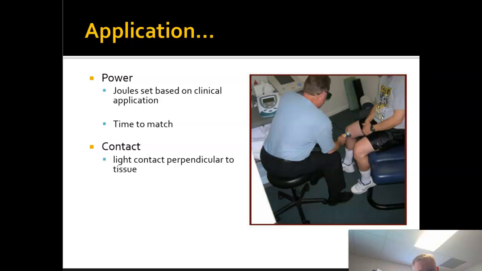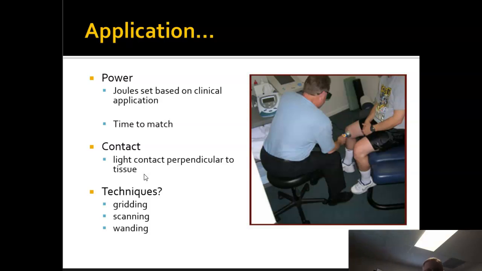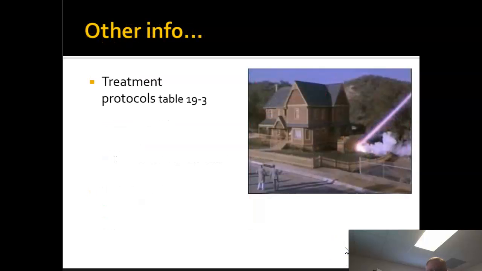As we apply this, we're going to direct this energy in a perpendicular format to the tissue we're trying to treat. And then there's these different techniques that are available. Now these are in your book, but we'll talk about these in class. Most of the time we use gridding, where we just go to one spot here, spend a little time, the next spot, spend a little time, next spot, spend a little time. That's kind of the grid type situation. Scanning is just like it sounds, you're kind of moving it over the area. But we'll talk a little bit more about it in class. It's in the book if you don't want to wait until we talk about it in class.